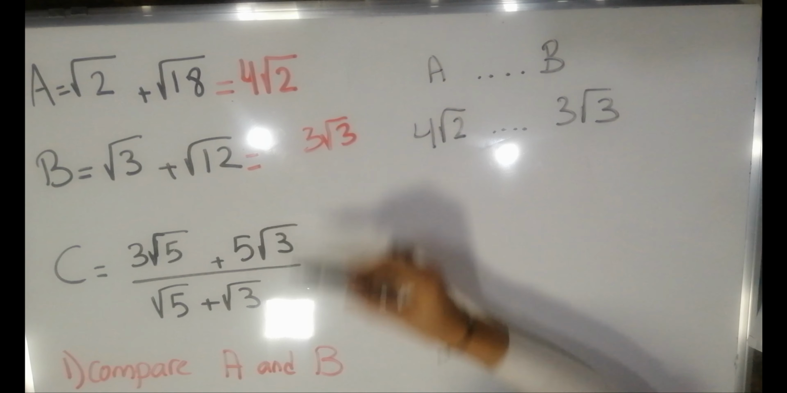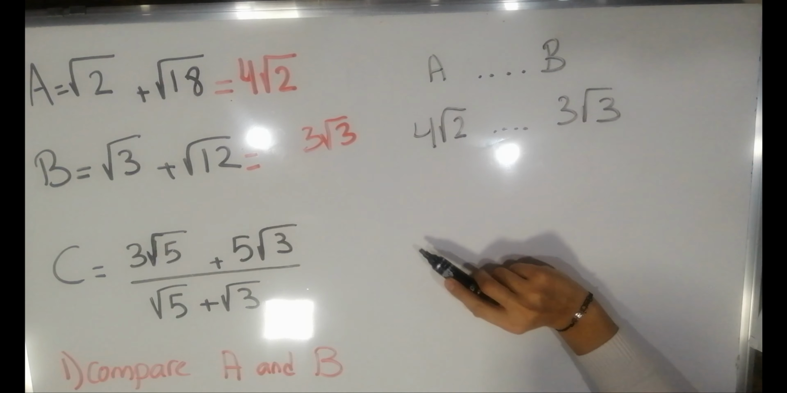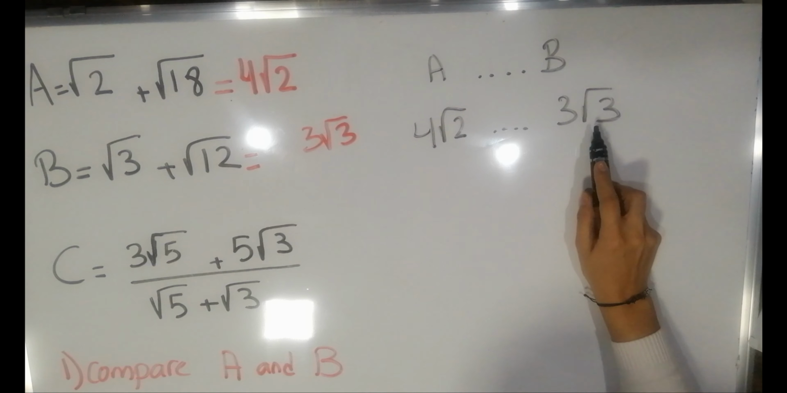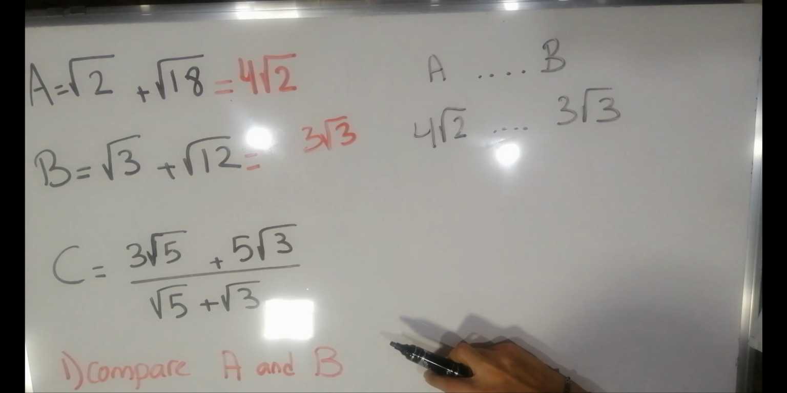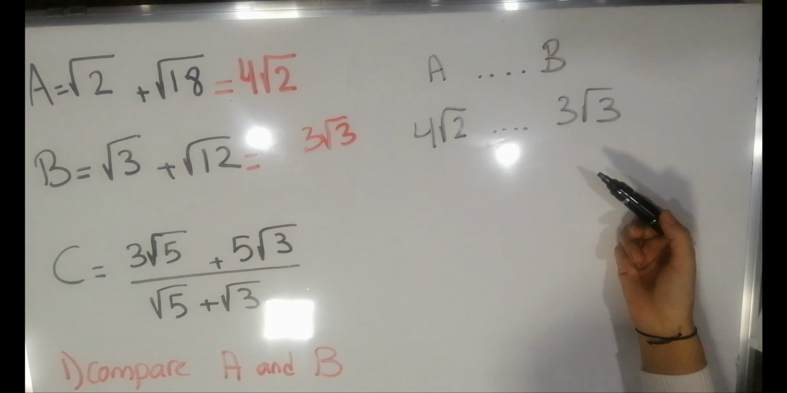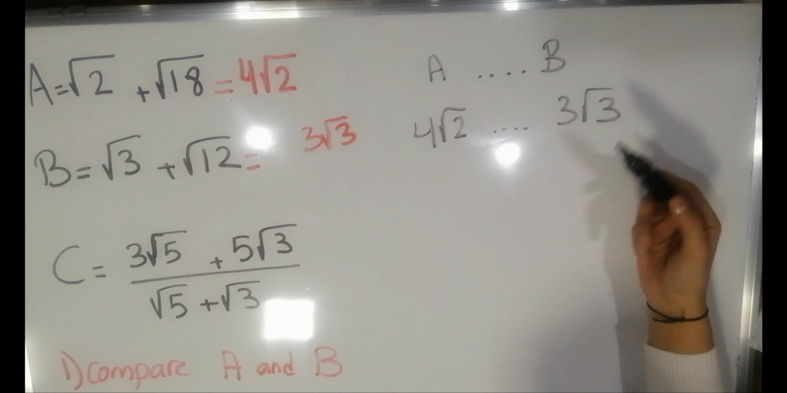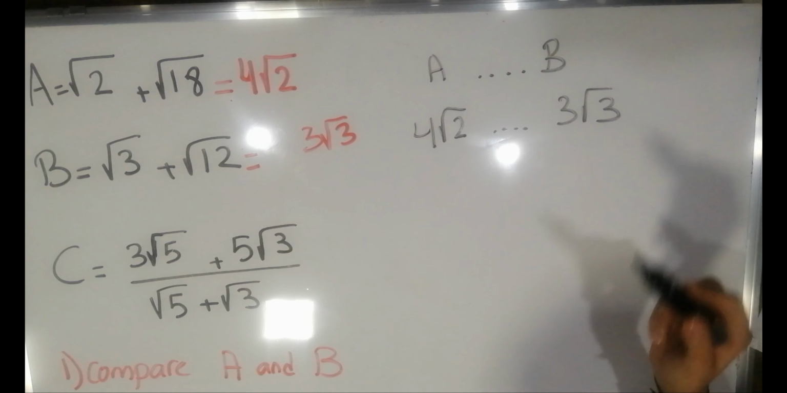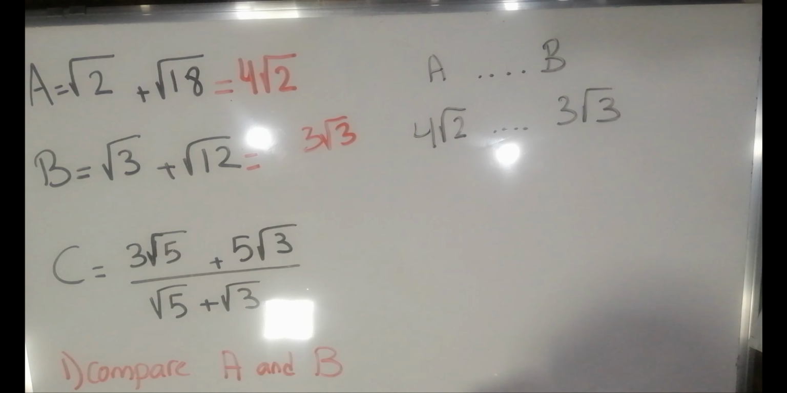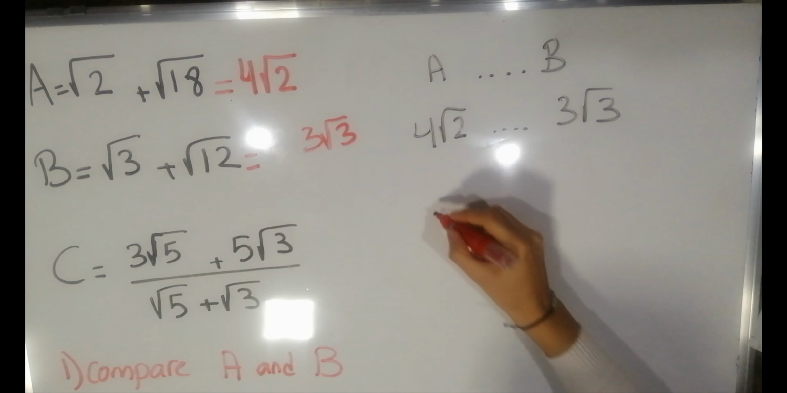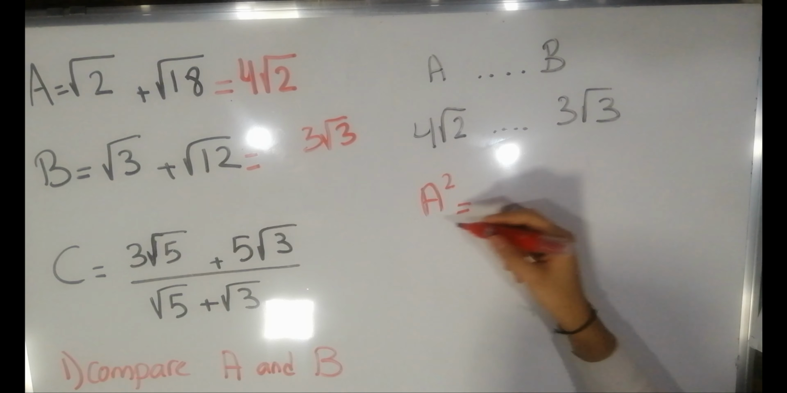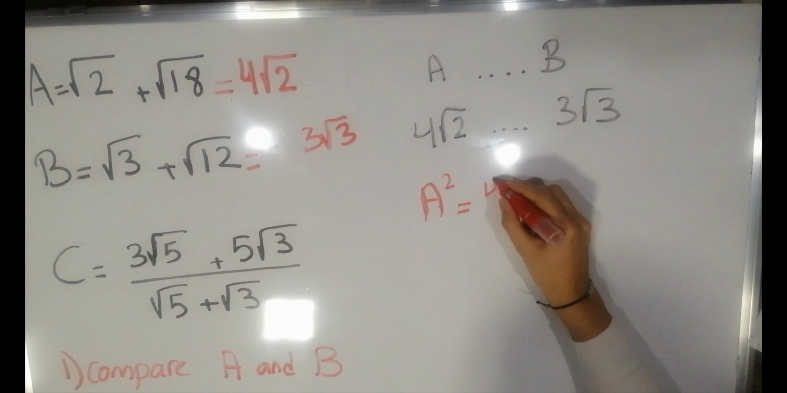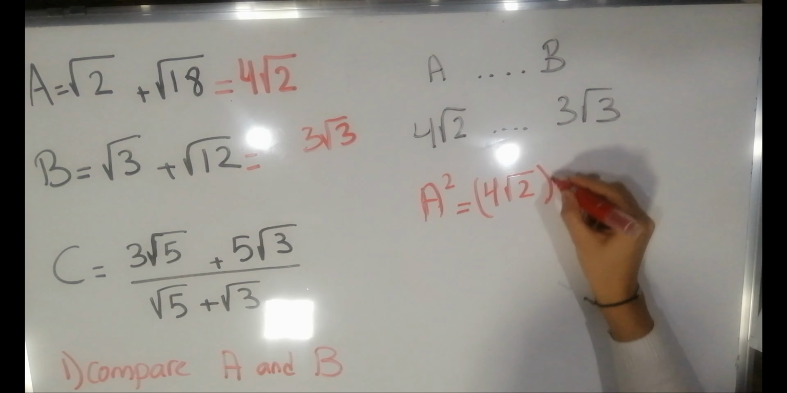Now, after I have written A and B in their simplest form, I want to compare them. But because A and B are irrational numbers, I cannot compare them directly. I need to find A squared and B squared in order to get rid of the radical, and then I can compare them. If you have questions regarding this idea, I have explained it before in a video, so I will put a link in the description below so you can go back if you haven't understood this idea fully.